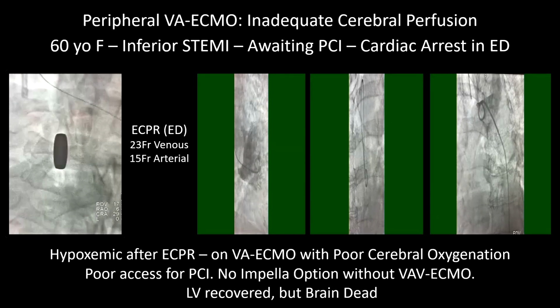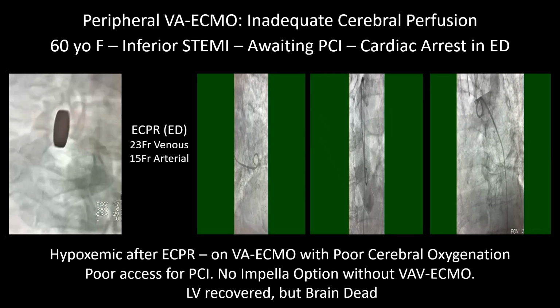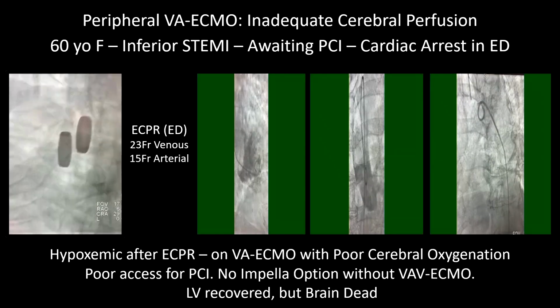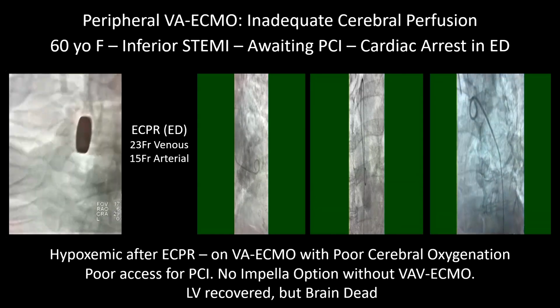This patient also had very difficult access for PCI. There's no real Impella option in this case because of poor access. And then also using VA-ECMO with an Impella is a challenging thing to do, and I'll illustrate why in a moment.